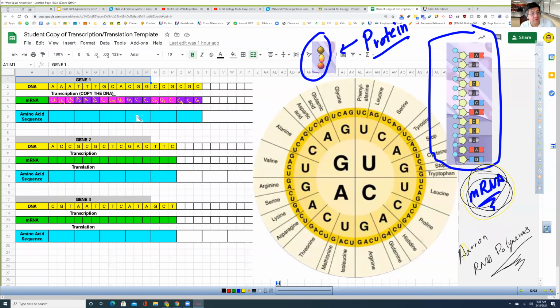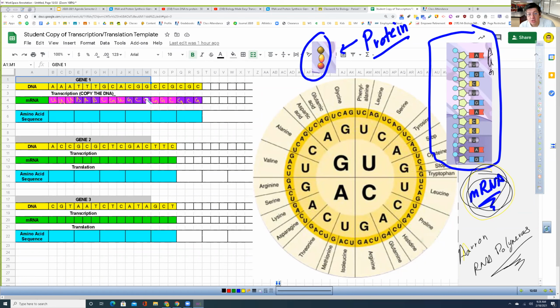But obviously, how come this one doesn't look like the one from our virtual lab? How come this one, the first three are UUU, and over here it's AUG? How come the sequence is different? Because the first DNA strand is different. Exactly, because we're copying different pieces of DNA.